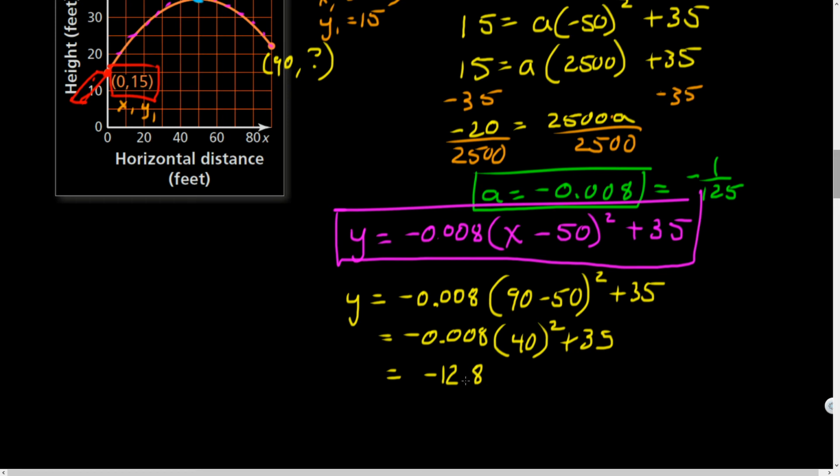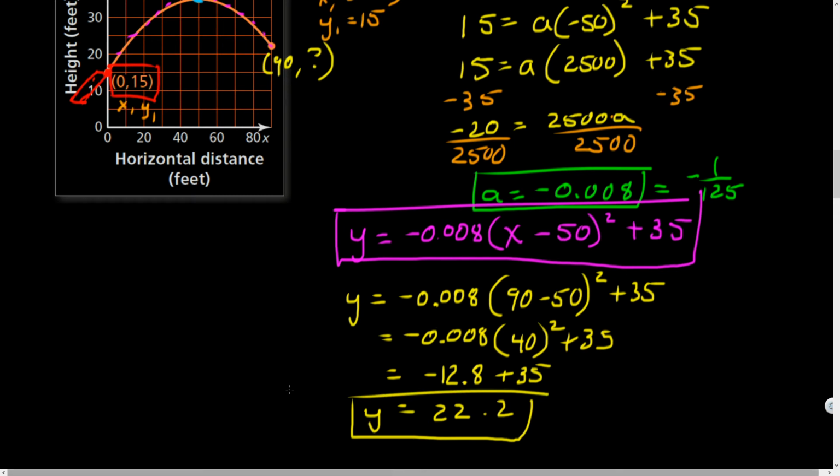Make sure you're following along at home. Plus 35. And final answer, 22.2. And so what does that represent? The net is 22.2 feet high.